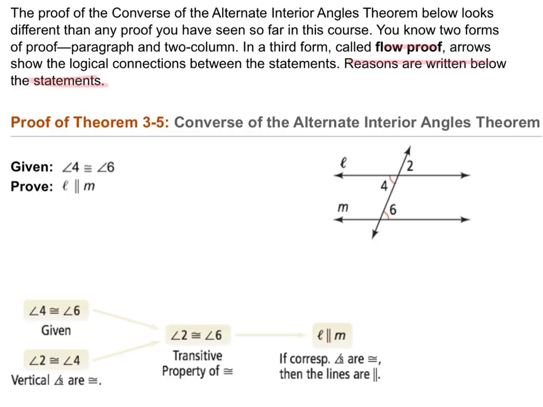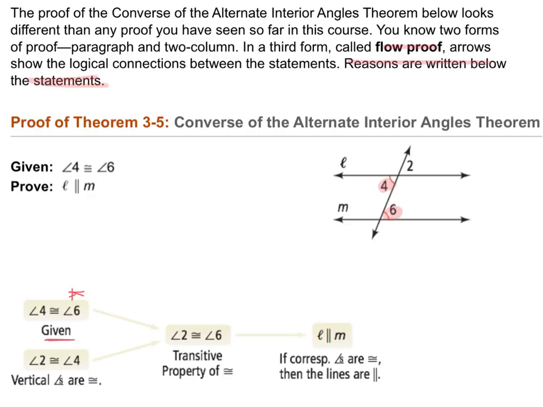Okay, so if we take a look, it says proof of theorem 3.5, converse of the alternate interior angles. The given is that angle 4 is congruent to angle 6, and we're supposed to prove that line L is parallel to line M. So over here, they start off with my given information. Angle 4 is congruent to angle 6. The reason is listed below. That's given.